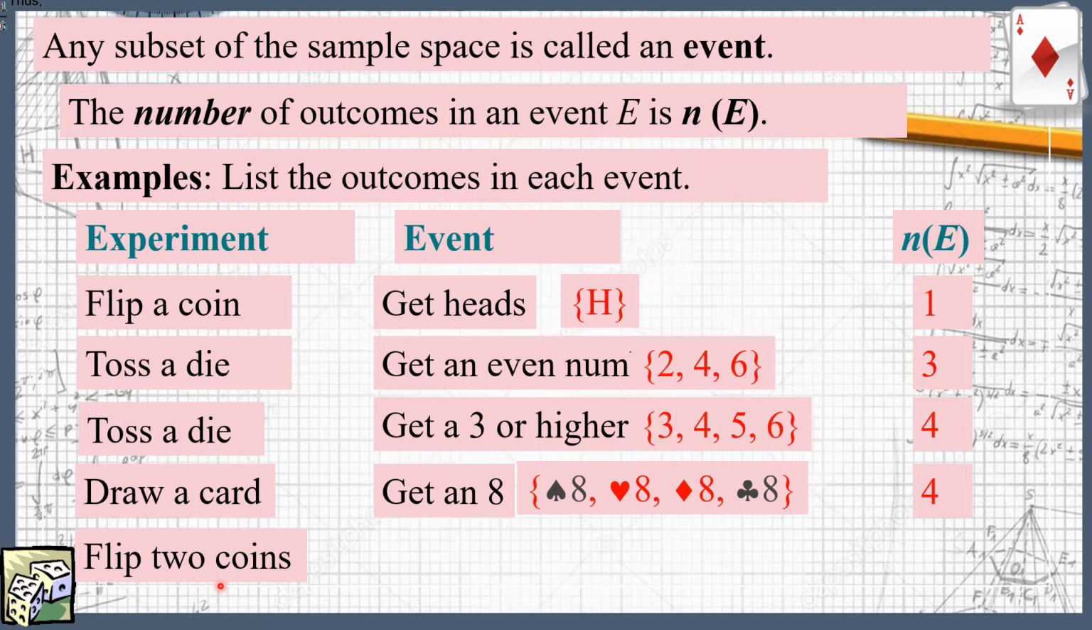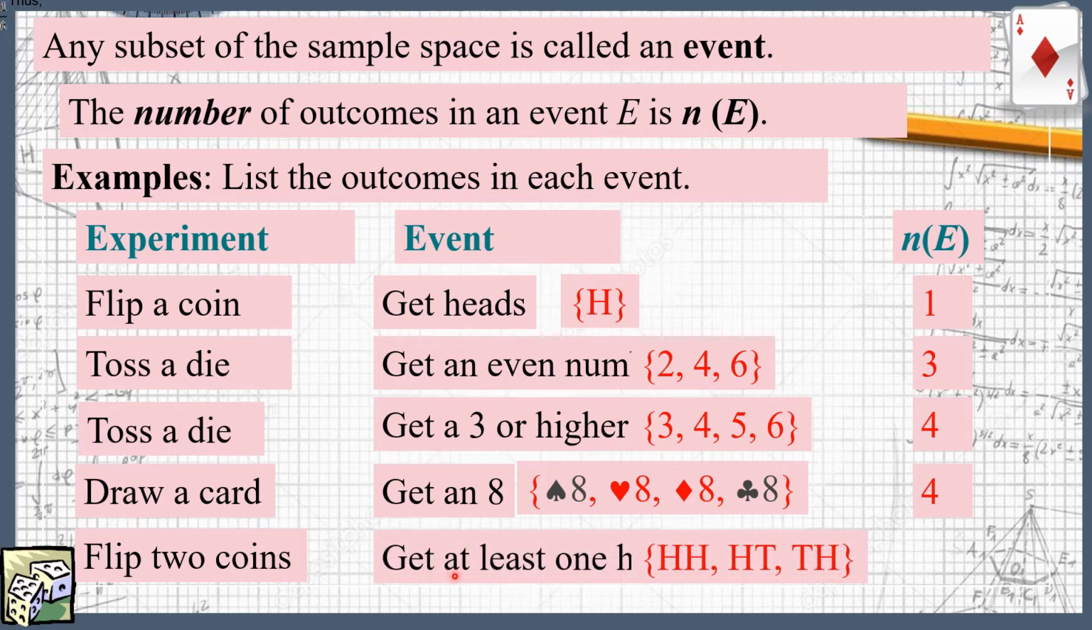Then, flipping 2 coins, ang ating event is getting at least 1 head. So, since 2 coins yung i-flip natin, magiging 2 yung sample point. So, we have HH, HT, tsaka TH. So, tatlo lang yung ating element sa ating event. It means yung number of event natin is 3.